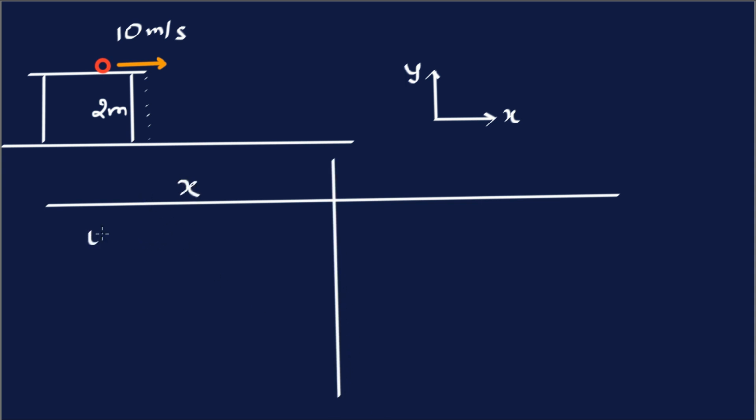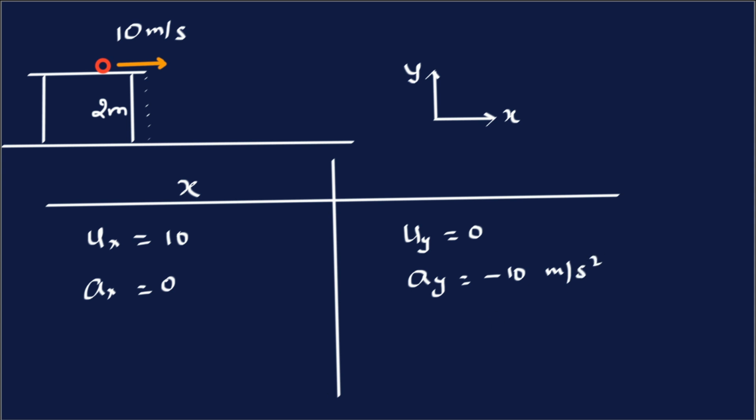In the x direction, the initial velocity of the ball is 10 meters per second. It's horizontal, so its y component is 0, so uy is 0. Acceleration in the x direction is 0. Acceleration in the y direction is minus 10 meters per second squared.